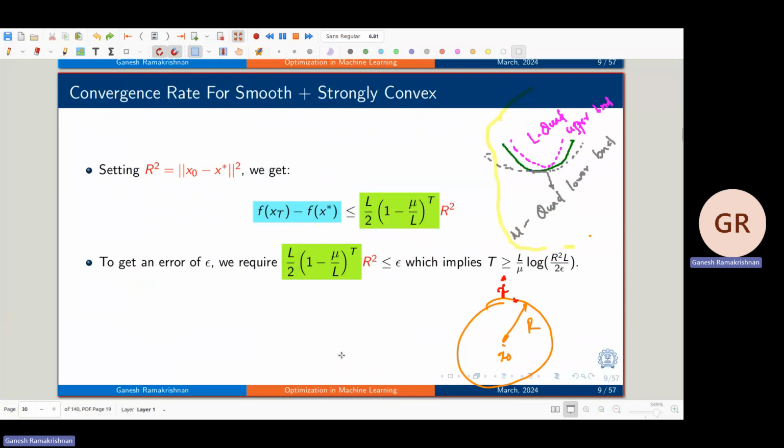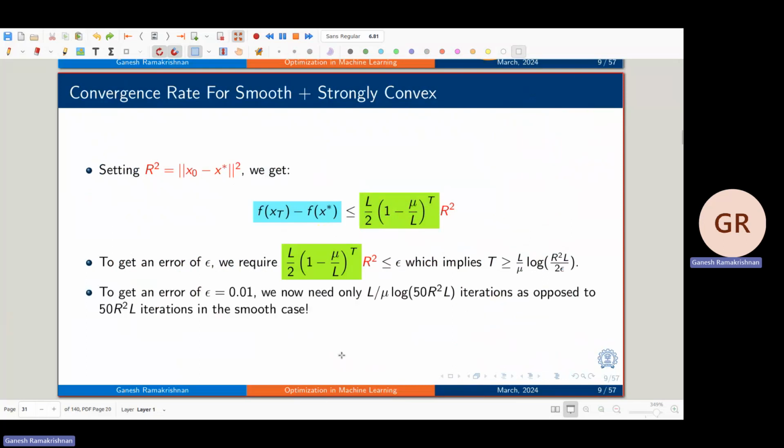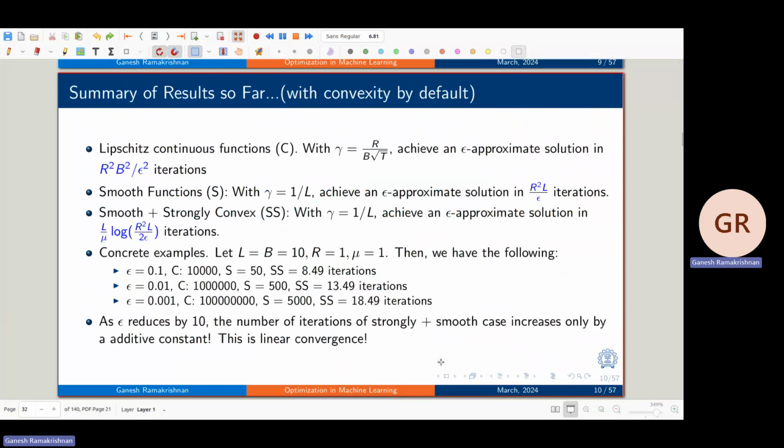Now let's see how this fares, right? To get an error of 0.01, we only need (L by mu) log of 50 r square L iterations. In the smooth case, which was without strong convexity, we required 50 r square L. There was no log term here. So it was really helping. Strong convexity really helped. So here's the summary.